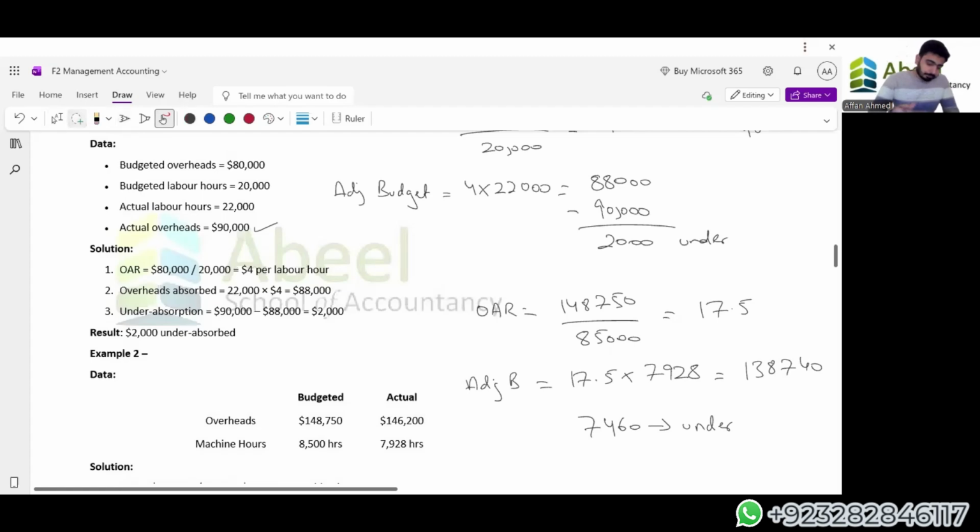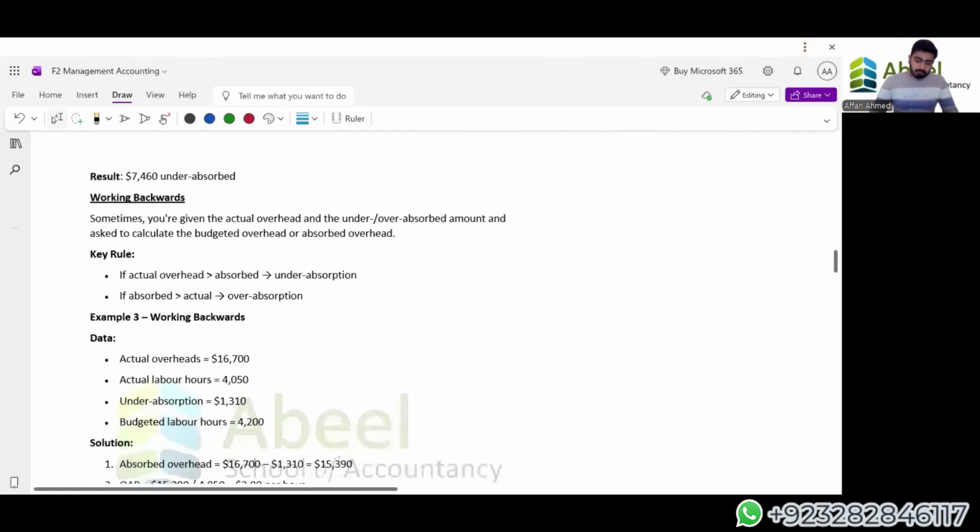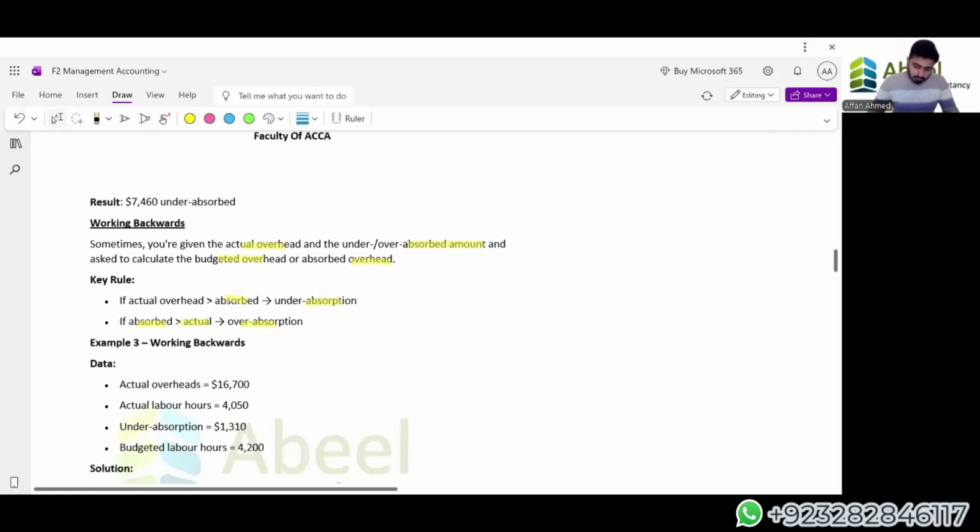Okay. Now, working backwards. What working backwards means is that sometimes you are given the actual overheads and the under or over absorbed amount and asked to calculate the budgeted overheads absorbed. Now, if actual overheads are greater than absorbed, it is under absorption; if absorbed is greater than actual, it is over absorption. I'm writing this again for the specific reason that many people get confused about it. So let's solve this question.